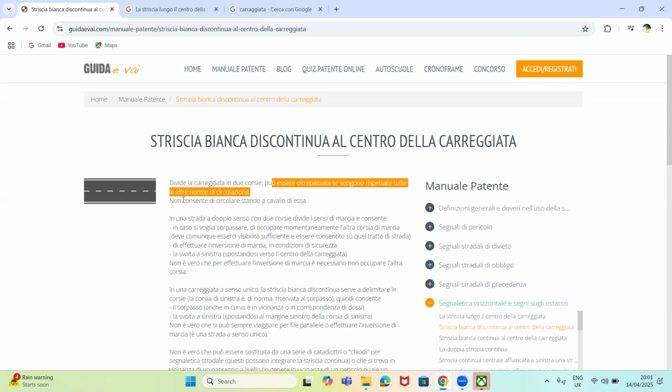A discontinuous line in the center of the carreggiata, watch. Non consente di circolare stando a cavallo. What do you mean by cavallo? Now, this is a metaphor. This is an idiom. This is a proverb. Let's put it like that.